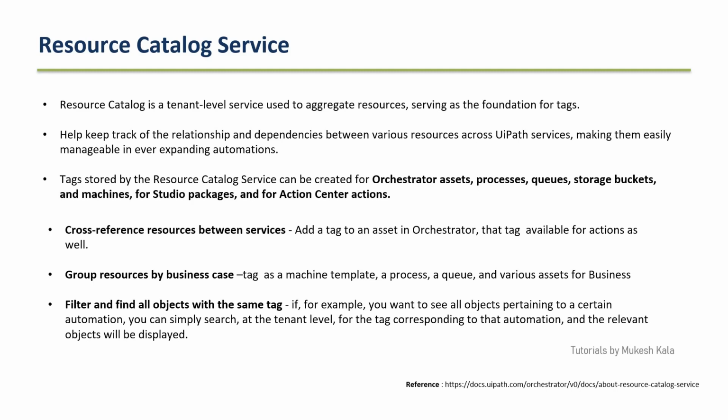Next thing is you can group resources by business case. I can have machines, I can have machine templates, I can have process, queues, various assets as per the business case, right? My business is finance. I want to tag, group all the resources, done by resource catalog. Last one, filter and find all the objects with the same tag, right? This we have already seen that example. If you want to see all the objects which are for a certain automation, you can simply search at the tenant level for the tags corresponding to that automation, and relevant objects would be displayed, right?